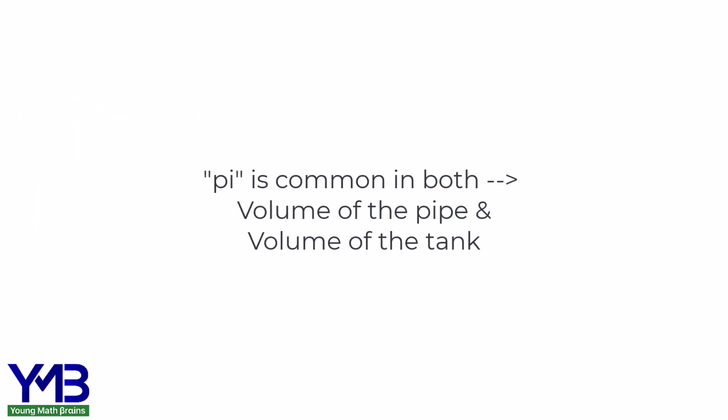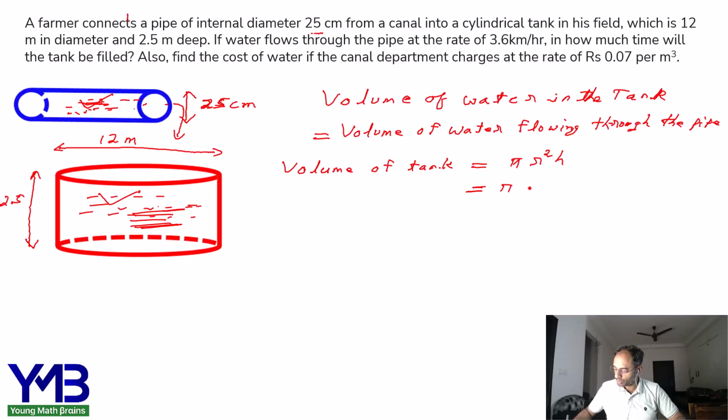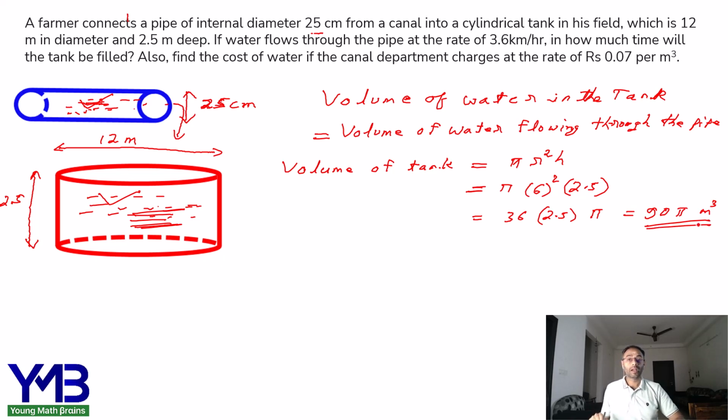Pi into what is the radius here? The diameter is 12 meters, so the radius will be 6 meters. So pi into 6 square, and what is the height? Height given to us is 2.5 meters. That gives 90 pi meter cube. The unit will be meter cube here. So this is the volume of the tank.